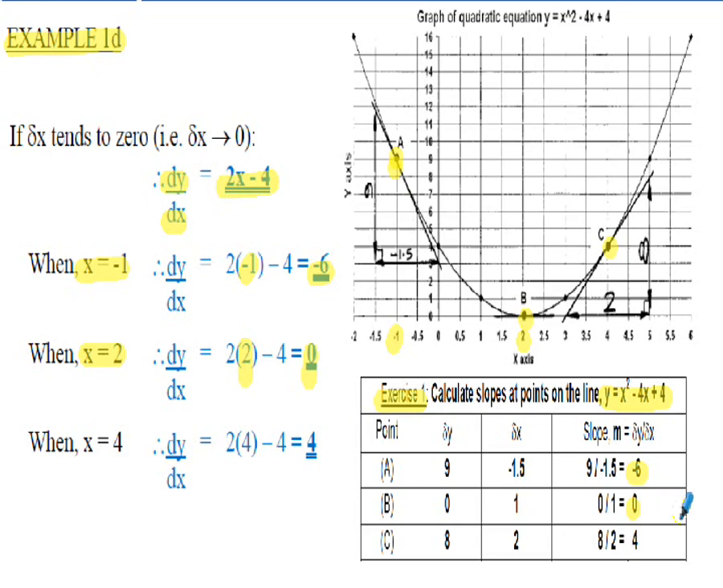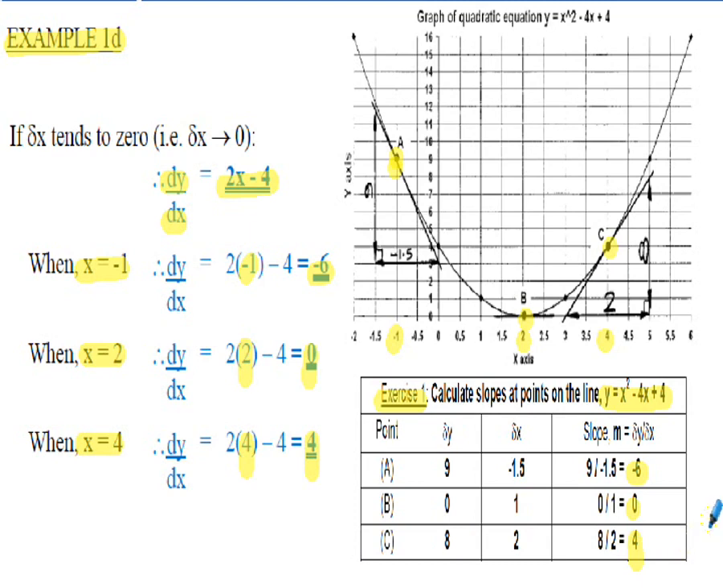And finally, we want to find the gradient at point C. Now C occurred at an x value of 4. So now we let x equal 4, put that into our dy by dx equation and do the numbers on that. We get a gradient of positive 4. And again, from our graphical method on the previous slide, we found the gradient was positive 4.